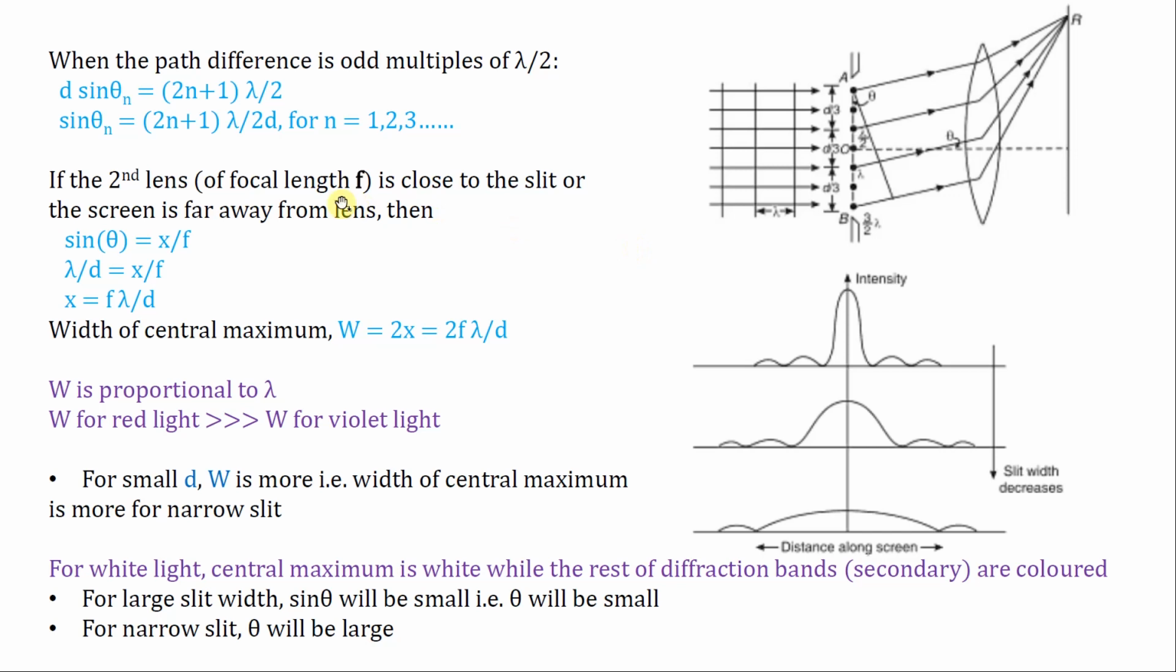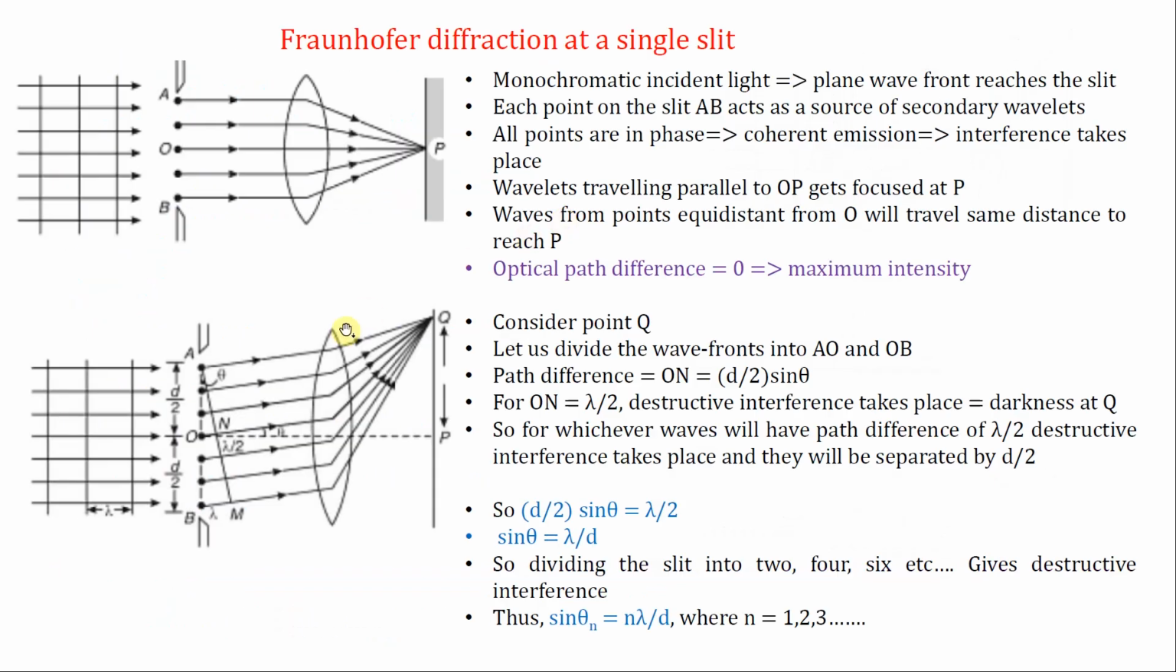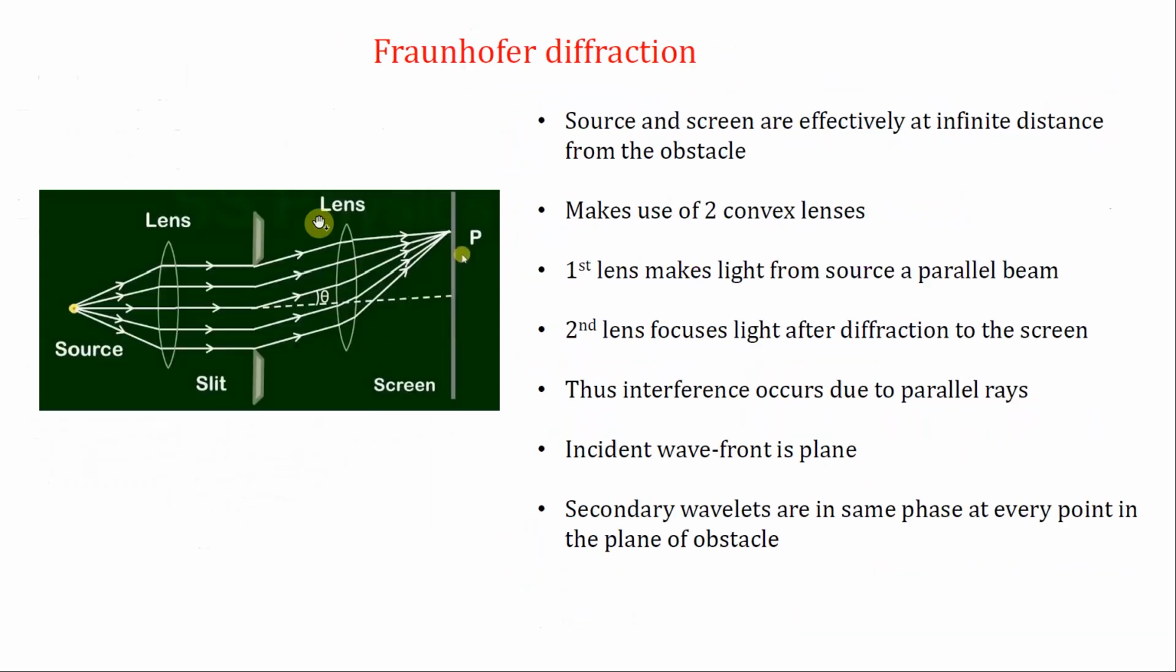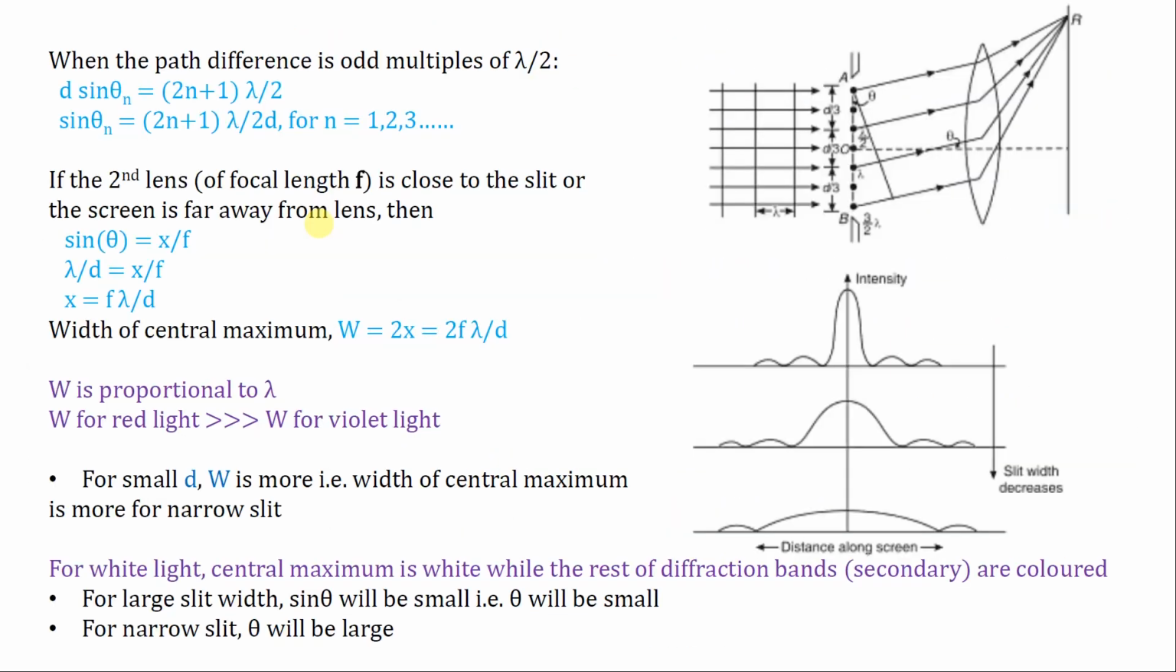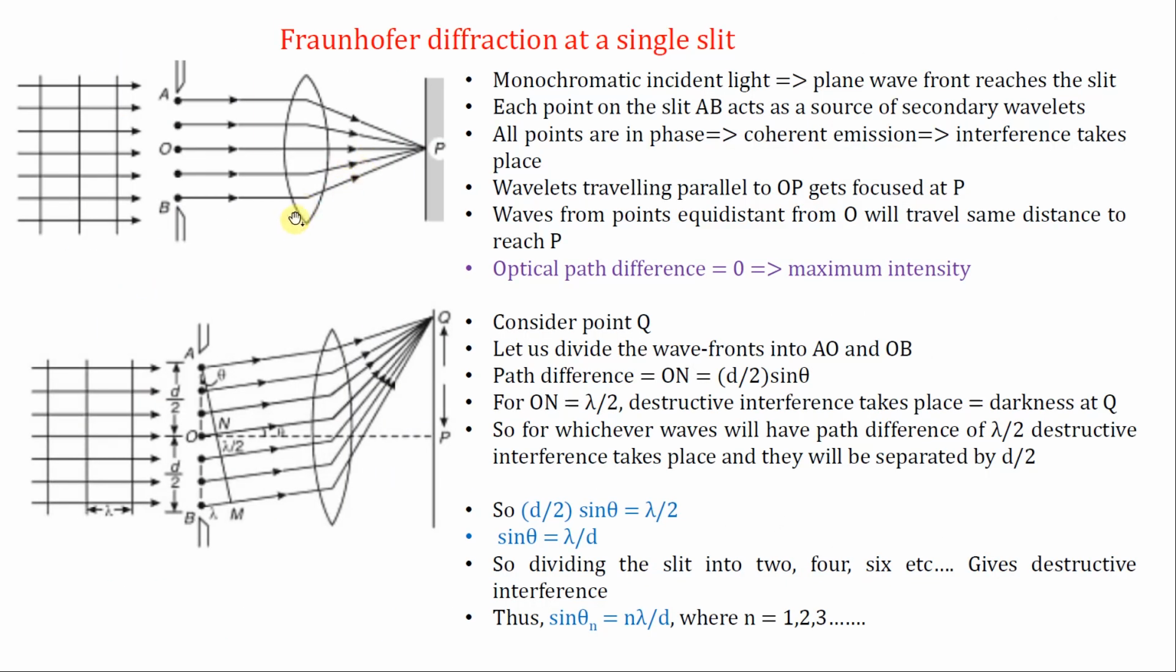Now let's consider this condition: the second lens, which has a focal length f, so this is the second lens which we have, if this is close to the slit, or suppose the screen is far away from the lens. In this case of Fraunhofer diffraction, we are going to consider either it is close to this slit or else we keep the screen very far away from the second lens.